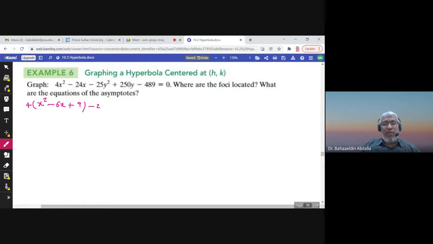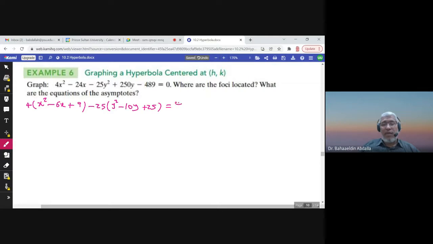Now take negative 25 as a common factor because it's the coefficient of y squared. 250 divided by negative 25 is negative 10y. Okay. 10 over 2 squared is 25.